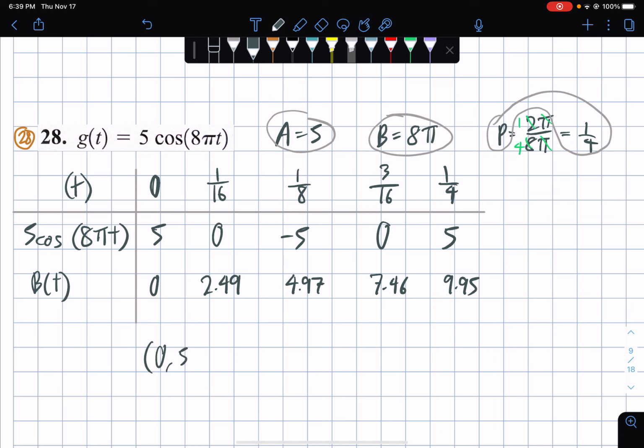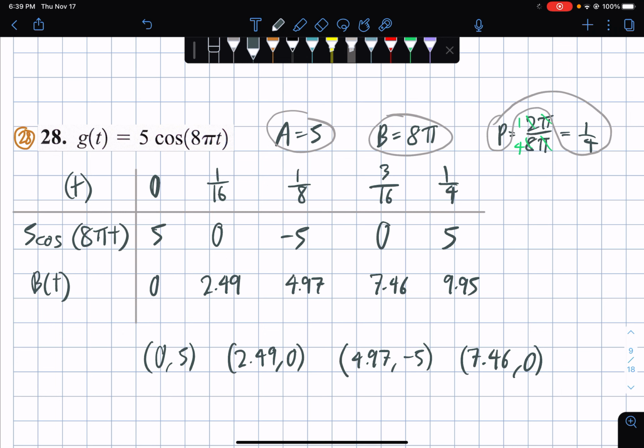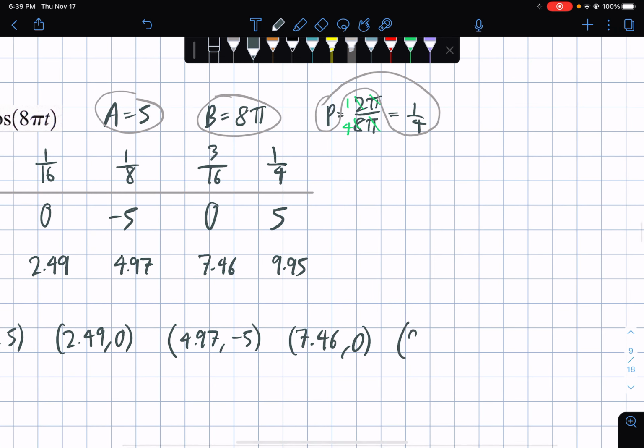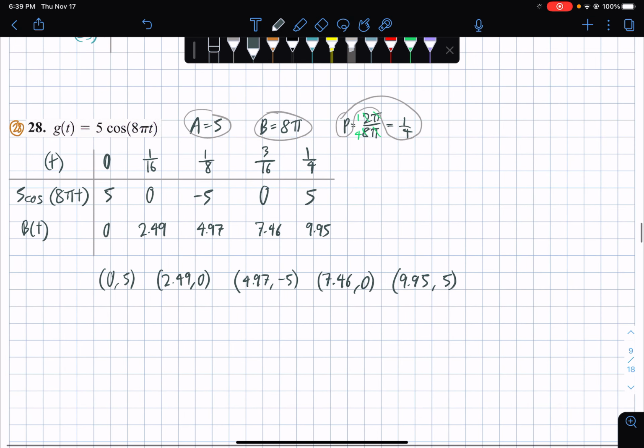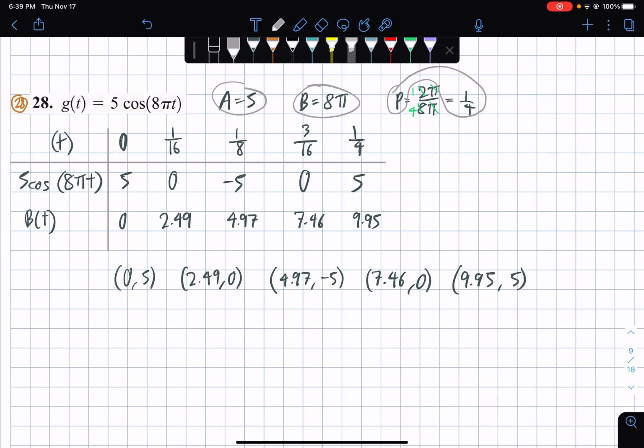So we have 0, 5, 2.49, 0, 4.97, negative 5, 7.46, 0, and 9.95, 5. So right now, let's graph it.